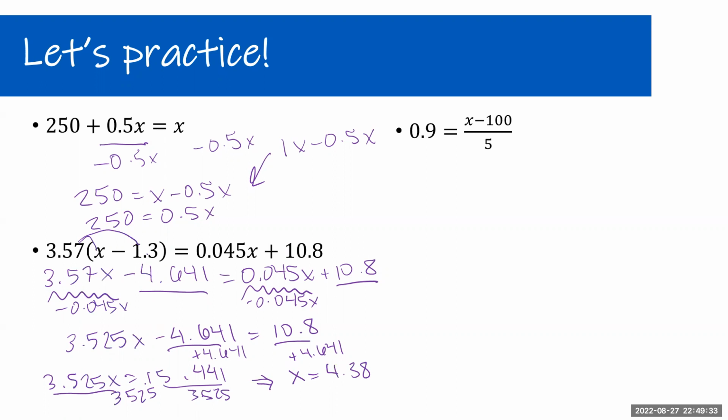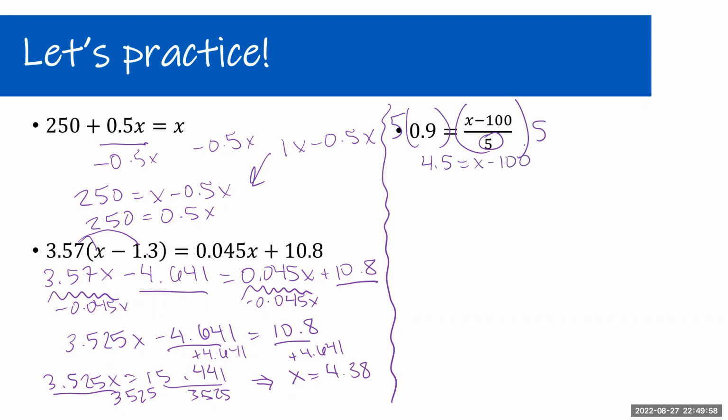Let's practice one more. Two more, really. So now we have 0.9 equals x minus 100 over 5. First thing you're going to want to do is get rid of this 5. So to do that, multiply both sides times 5. So you're going to end up with 4.5 equals x minus 100.